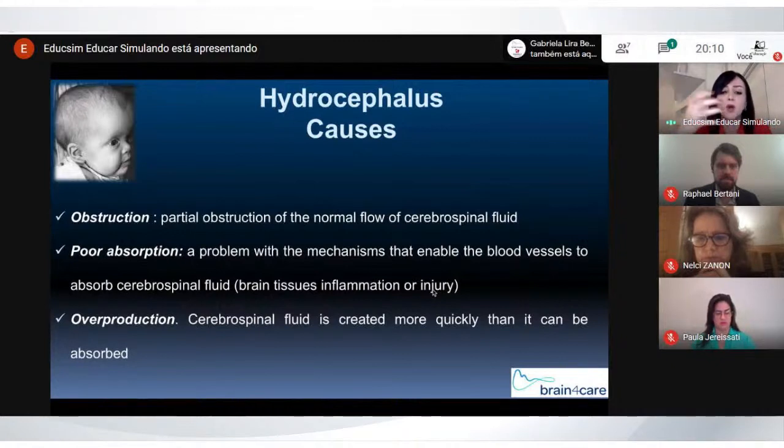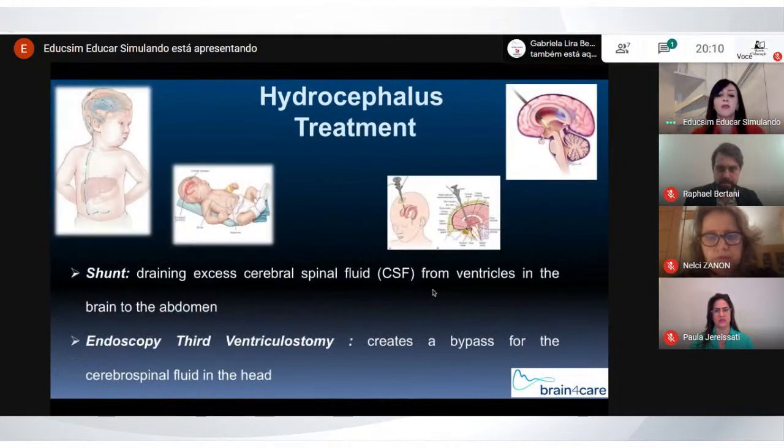Examples of causes for that are brain tissue inflammation, infection, or injury. The third cause is overproduction, when cerebrospinal fluid is created more quickly than it can be absorbed. For example, brain tumors like carcinomas or papillomas of the choroid plexus can be a cause. And regarding the possibilities of treatment for hydrocephalus, the most important are two.